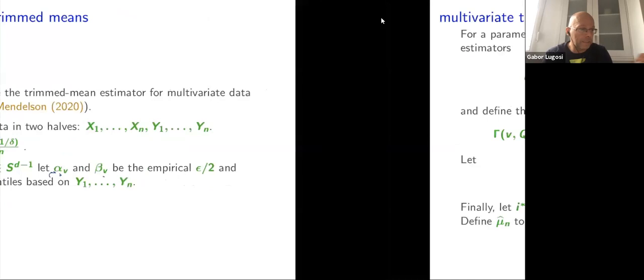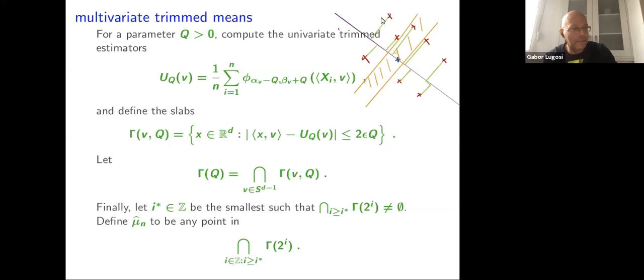Here's a little picture. These are our points, and we project onto this line here, and we compute the trimmed mean estimator in that direction. So we look at the projection: we take the inner product of the data with the direction v, where v is a unit vector, and compute this one-dimensional trimmed mean estimator. There's a little difference here, which is this Q. This Q is a positive number. It's a parameter of the algorithm that we need so that this works uniformly in all directions.